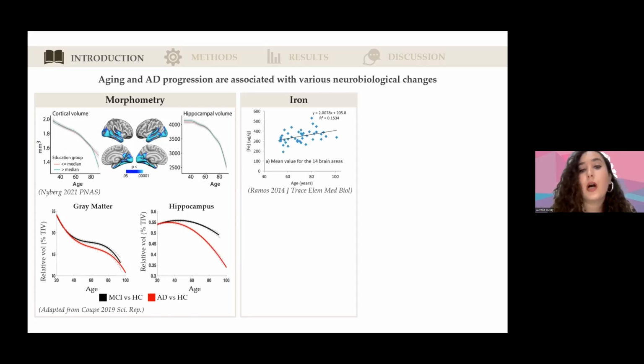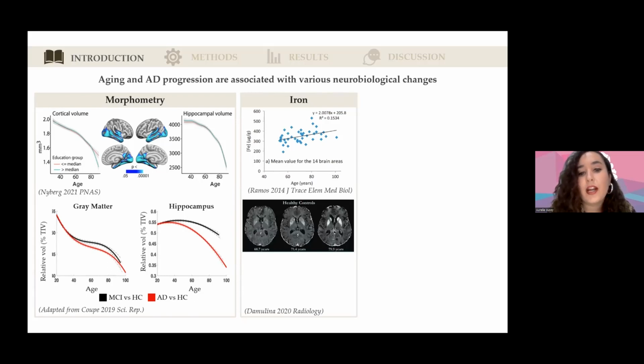So then what we also are interested to look at in the brain is the amount of iron. And from postmortem studies, we have shown that there is an increased iron in the lifespan. And we can use qMRI, as we heard this morning, to try to quantify iron in the brain.